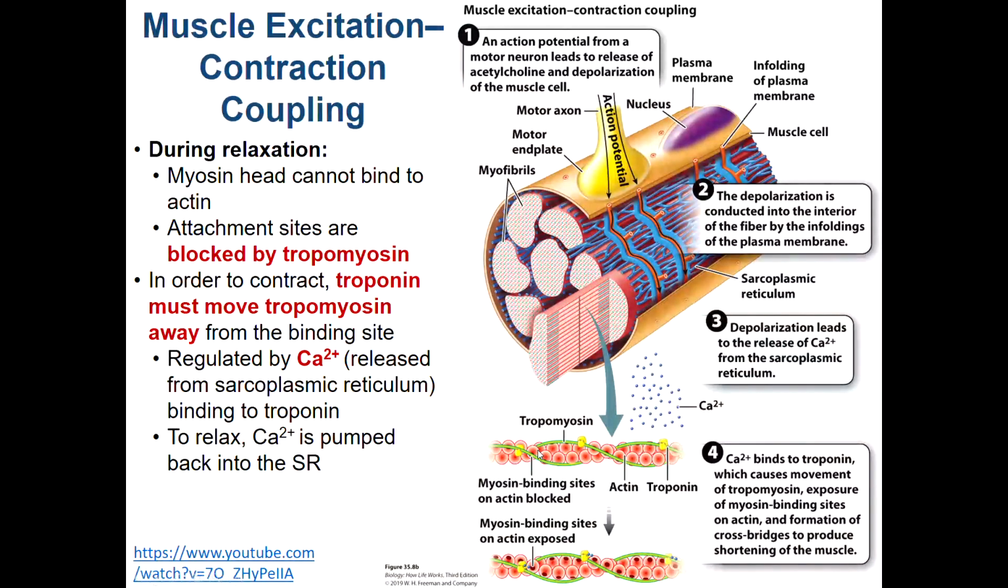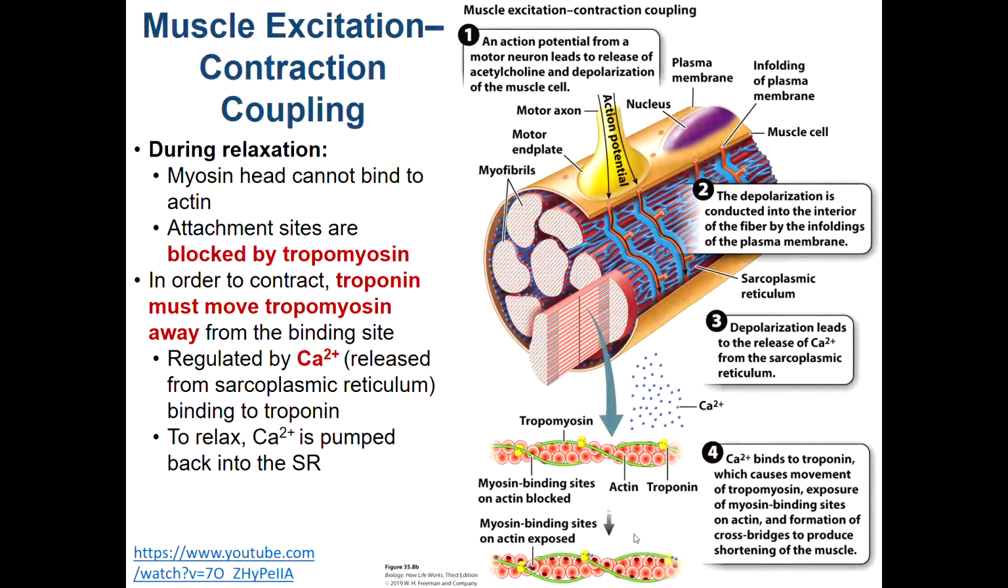In order for the muscles to contract, troponin must move tropomyosin away from the binding site. So here we have troponin, it's going to move tropomyosin away from the binding site, and now you can see that these black circles on our actin, those binding sites, are now exposed, which will allow the myosin globular heads to bind to the actin, causing that cross bridging, which is required for muscle contraction.